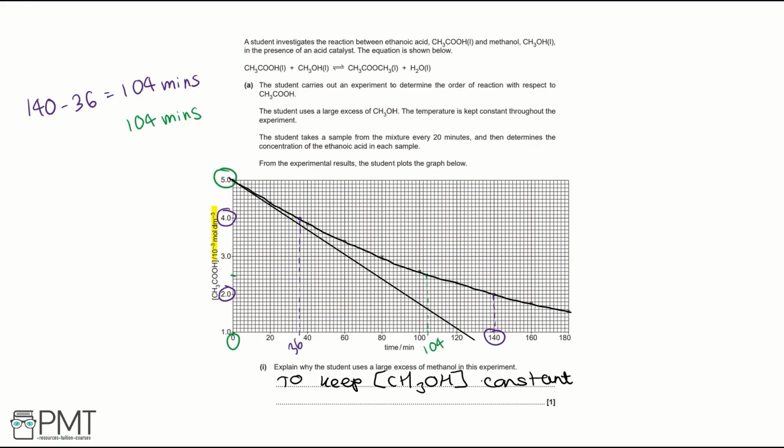So if we use 2 and 4 again as our y values, reading off from 4, that's this green line here, and that's going to be 30 minutes. And then looking at 2 and reading off from 2, that's here, and that's going to be 92 minutes. So if we work out our gradient, the units on the y-axis are times 10 to the negative 3 moles per decimeter cubed.